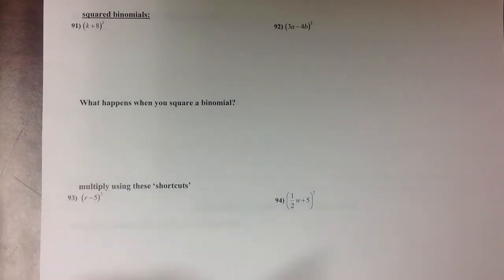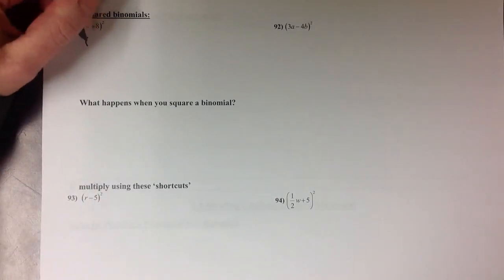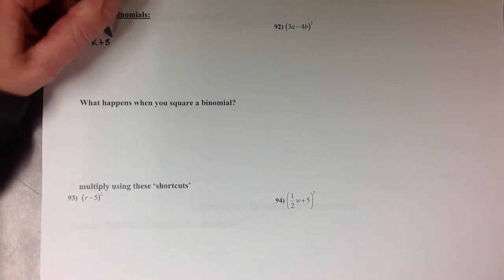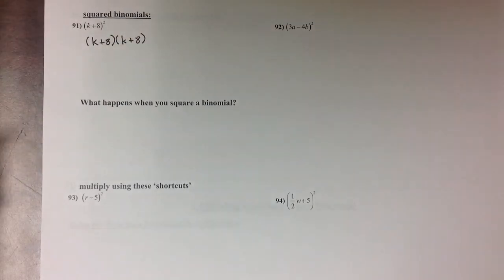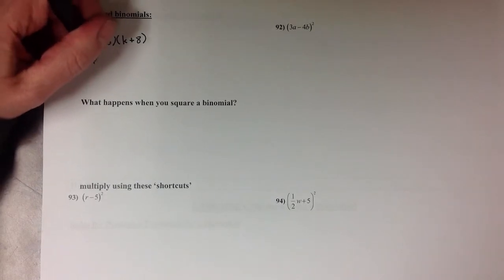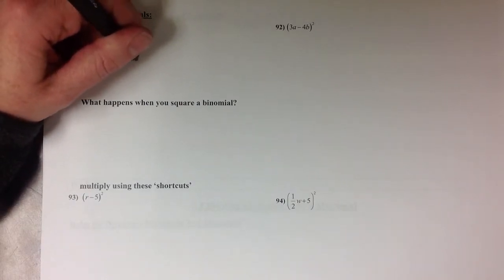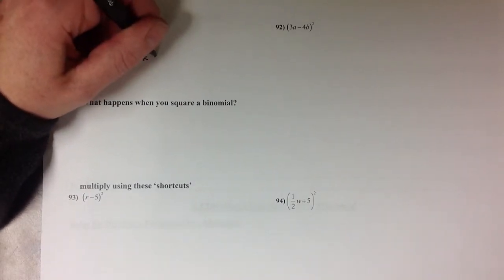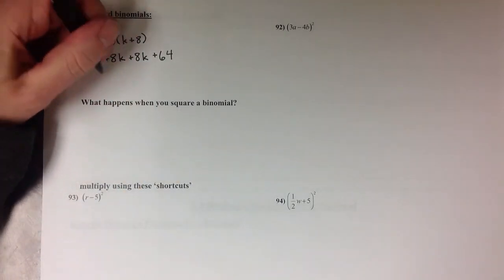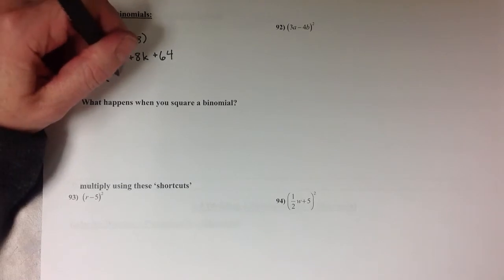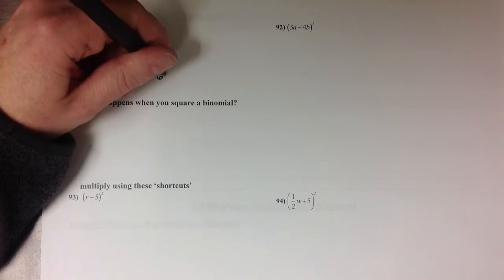Another operation you'll do often is to take a binomial and square it. So what that means is that they want you to take k plus 8 and multiply it by k plus 8. So using FOIL, we would end up with k squared plus 8k plus 8k plus 64. We combine those middle terms and we get k squared plus 16k plus 64.